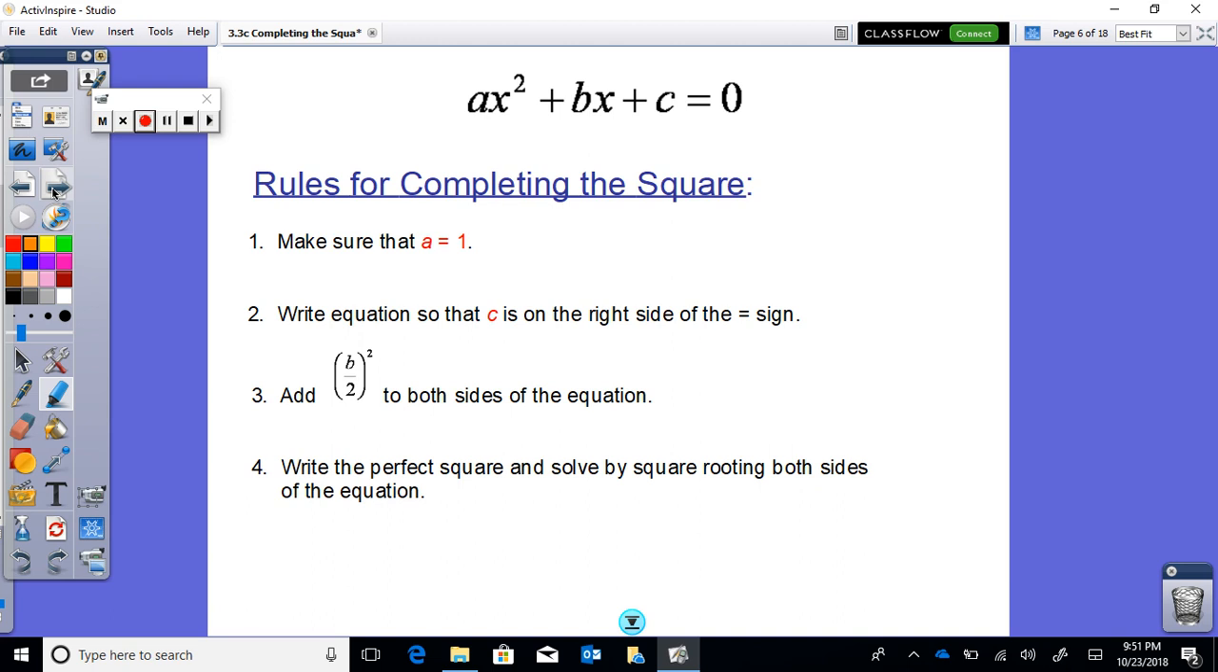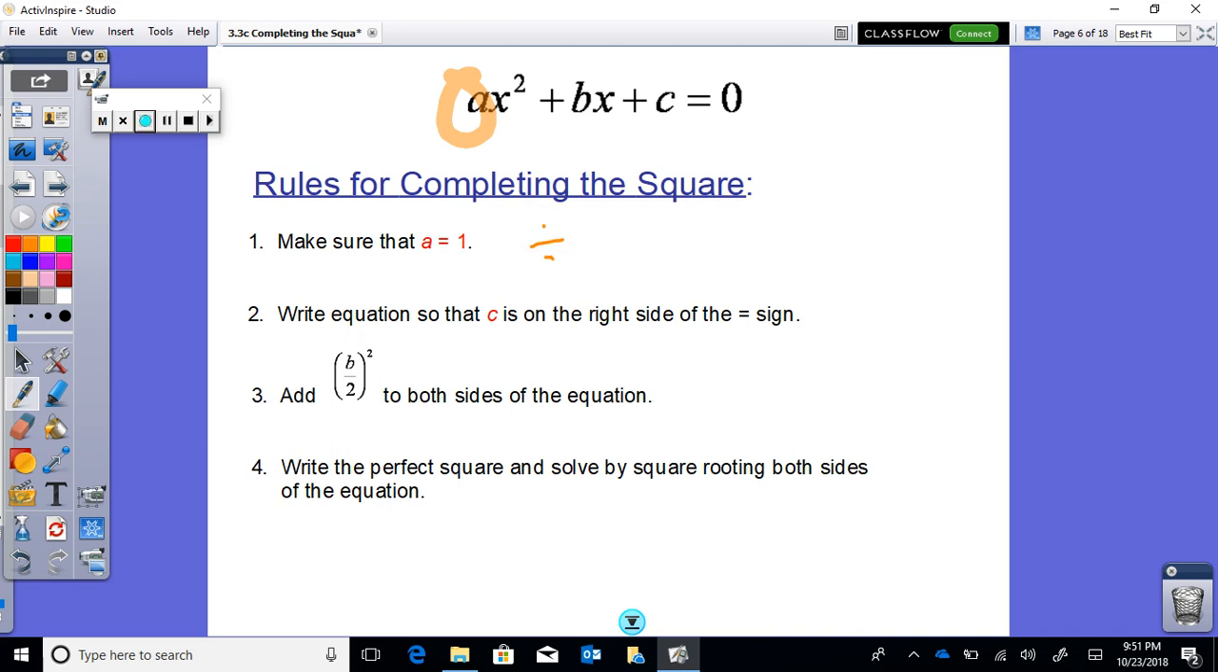Here are the rules for completing the square, and this will make more sense once you see a couple of examples done. But very important in order to start completing the square, you have to make sure that your a is equal to 1. Remember, your a is your leading coefficient, your number in front of your x squared. So if it's not equal to 1, you'll have to make it equal to 1 using division.